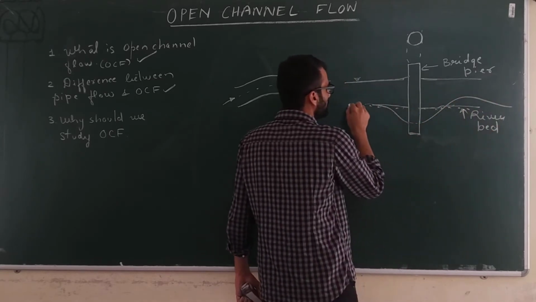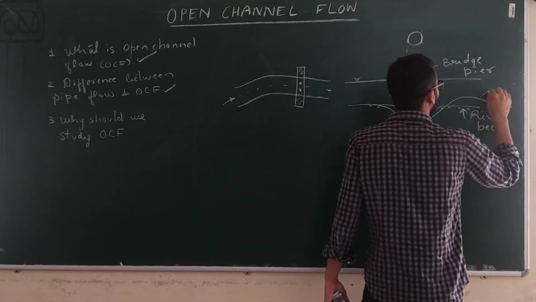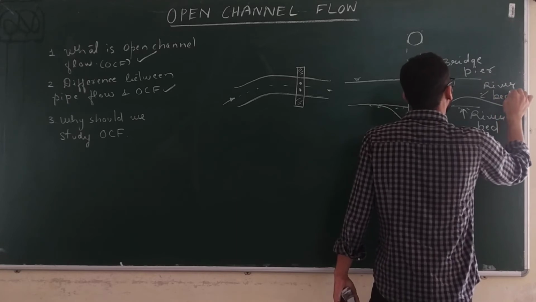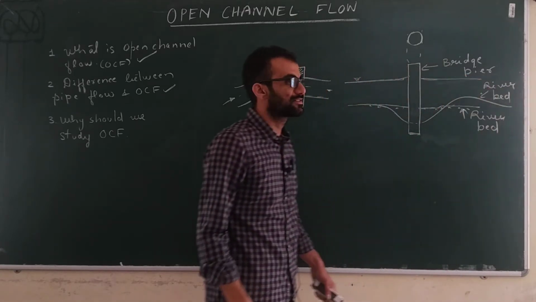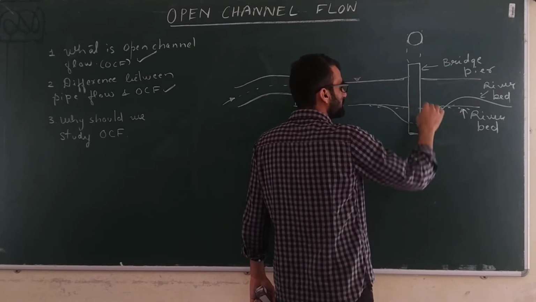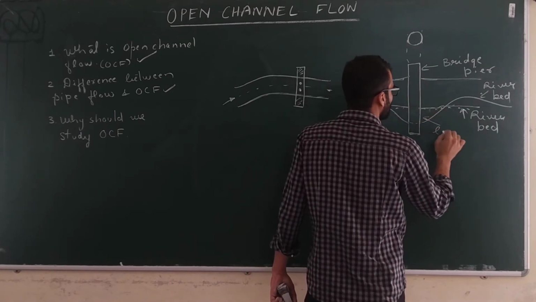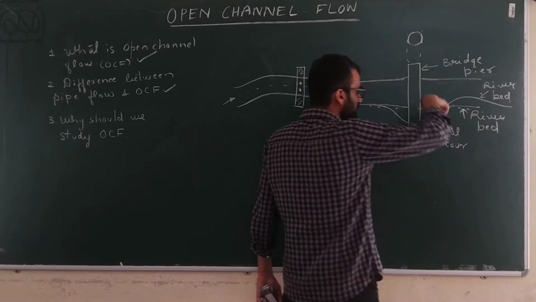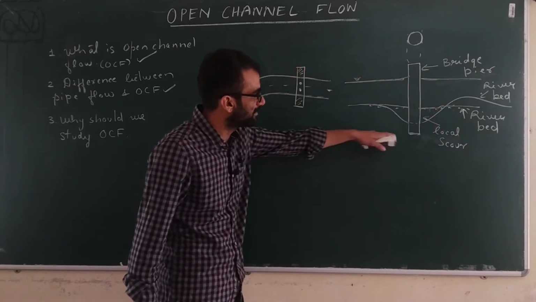Okay, so this will be the river bed level after the construction of a bridge pier. Now see what happens, this particular area of erosion is called the local scour. The erosion which is developed around a bridge pier locally is called the local scour.